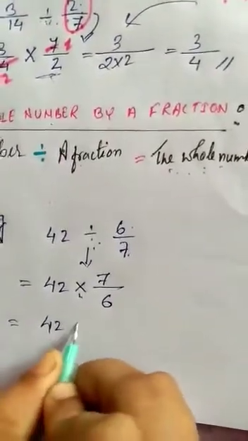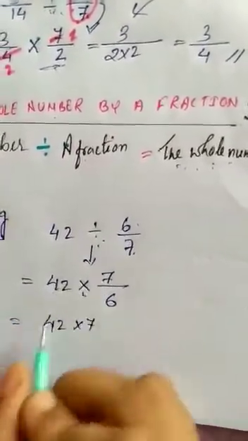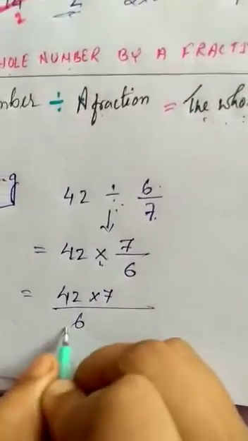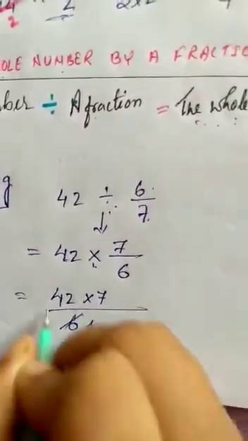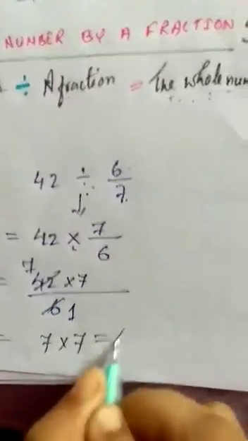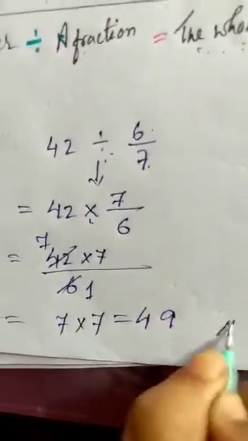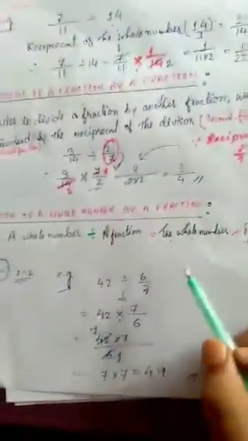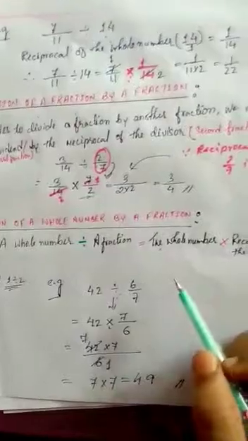42, it means this is the numerator, and the whole number we have to multiply. So 6 ones are 6, 6 sevens are 42. So it will be 7 into 7. The result will be 49. Alright, children, I hope it's clear now how we have done it. In the same way, we'll do the exercise questions now.